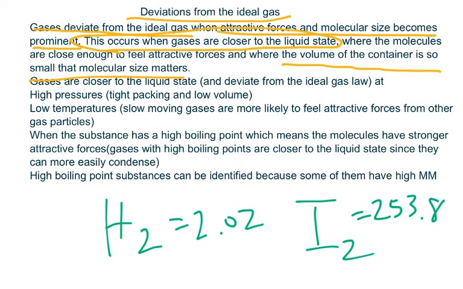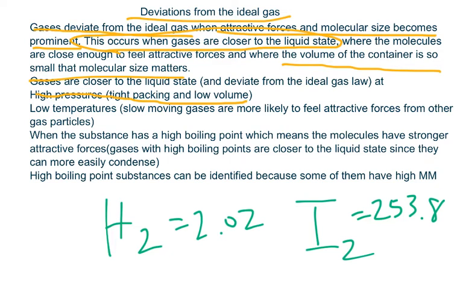So when does this happen? How can a gas be closer to the liquid state? Well, it can do that by decreasing in energy or becoming more dense. So gases that are closer to the liquid state and deviate from the ideal gas law happen at high pressures where there is tight packing and low volume. And remember, liquids have high density since they are tightly packed.